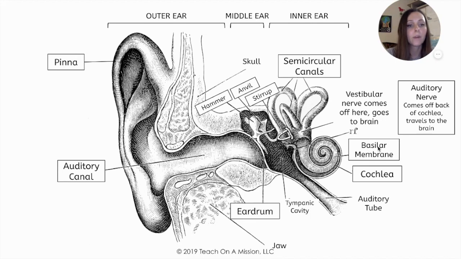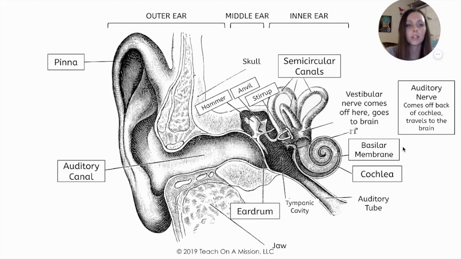Inside there, you have the basilar membrane, which is just kind of like this nice fluid. And in that, you have what are called your hair cells. And those are going to vibrate, depending on the amount of sound waves or the intensity of the sound waves that are coming into your ear.